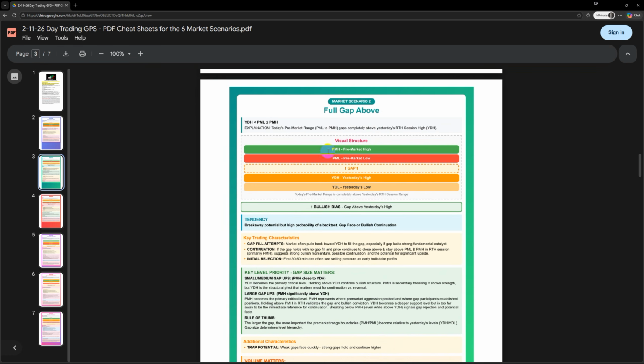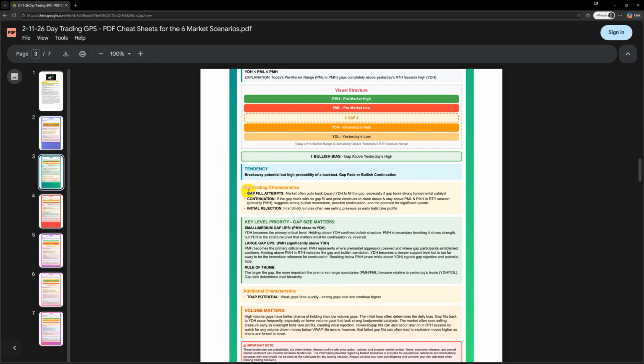So in this case, full gap above: same visual structure, explanation, tendencies, key trading characteristics, key level priority. If you see key level priority in any, either on the market scenario analysis table on your chart or in these cheat sheets, what the key level priority means in this context is the priority of the four contextual levels that comprise the market scenario analysis, not the main key levels. So this has to do with the PML, PMH, YDL, and YDH key level priorities for this particular scenario.